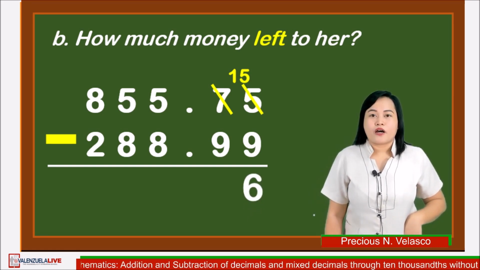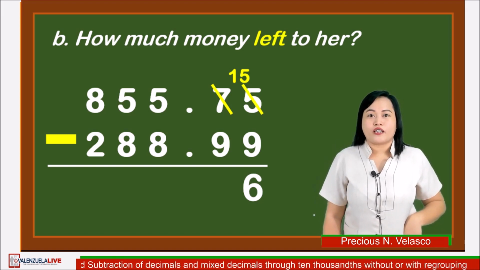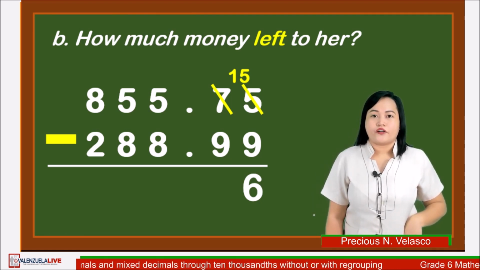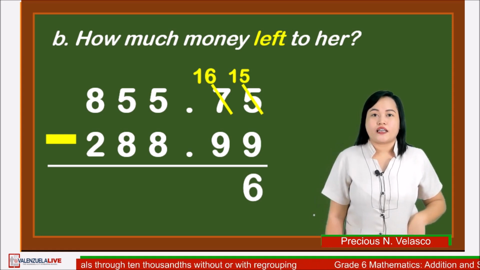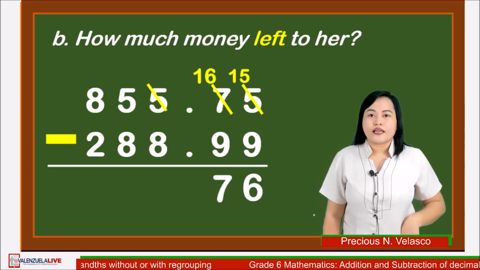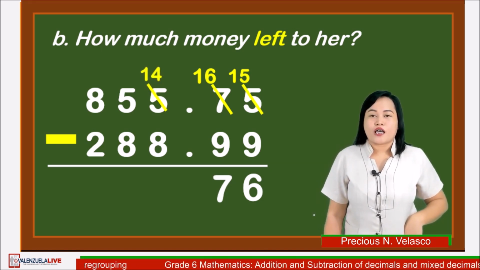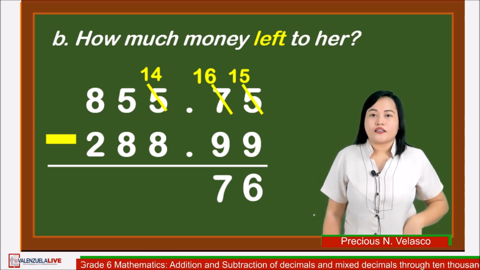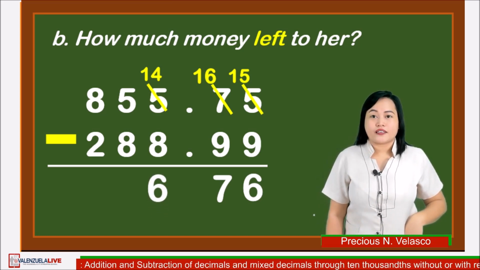Now, since we borrowed from 7 and we cannot subtract 9 from the number 6, we need to borrow from the other number, which is the 5. So 6 will become 16 and 16 minus 9 will give us 7. Next, let's proceed with the next number. Instead of 5, we have 14. We borrow from the other number beside the number 4. So we have 14 minus 8 is 6.